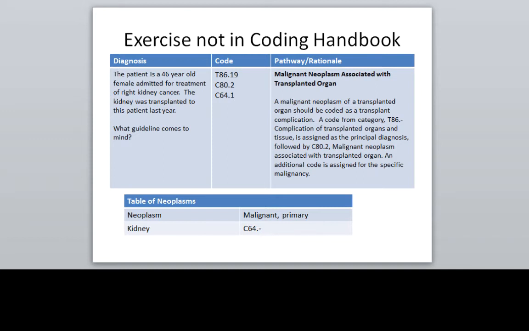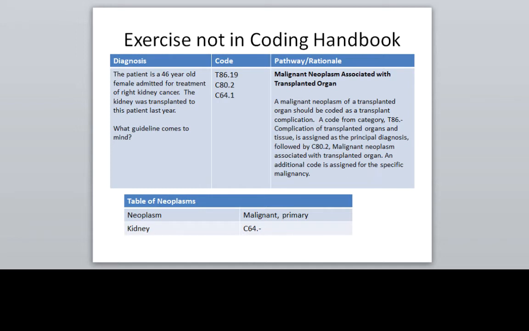If you've been listening over the last several lectures, you should read your guidelines first, then attempt to do your exercises, then read your guidelines again, always relating those guidelines back to what you've read in those exercises. And this is a guideline I did not see in the coding handbook that I think you should always be aware of. There's enough people getting transplants now that this could easily come up when you're in the field. A malignant neoplasm of a transplanted organ should be coded as a transplant complication.